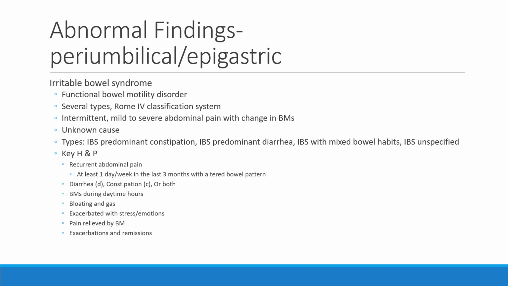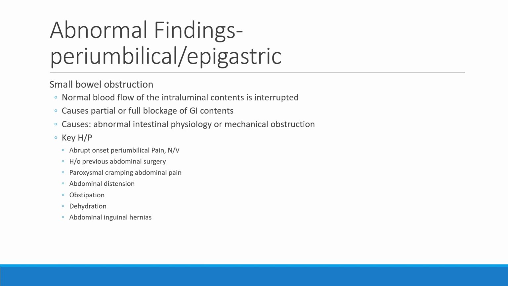Key history and physical findings are recurrent abdominal pain at least 1 day a week in the last 3 months with altered bowel pattern. They can have diarrhea, constipation, or both. The bowel movements are during the day, not during the night. They can have bloating, gas. It is exacerbated with stress or emotions. Pain is relieved by having a bowel movement. And these patients too have exacerbations and remissions.